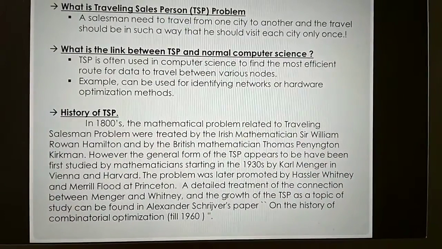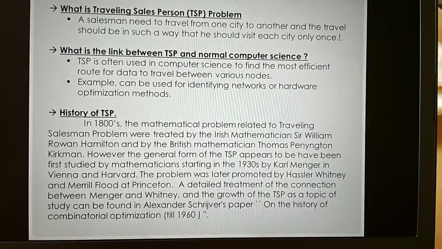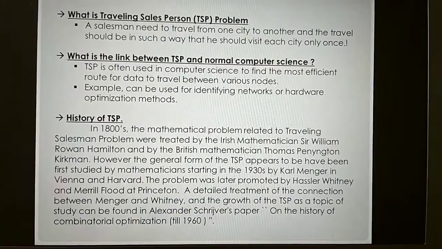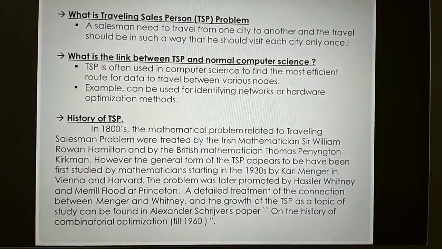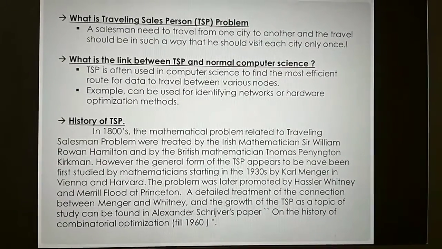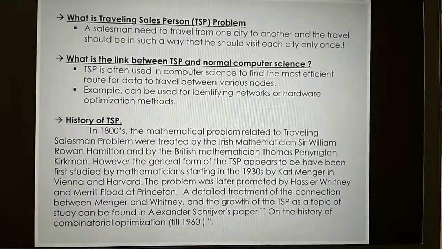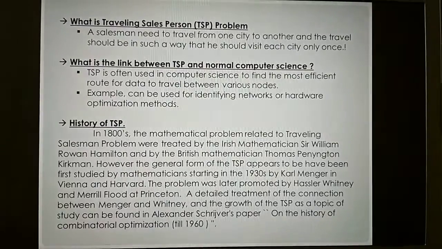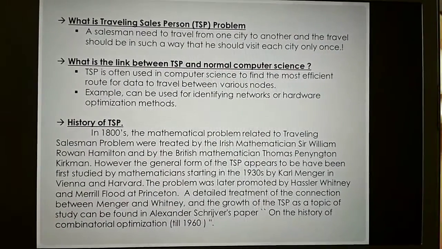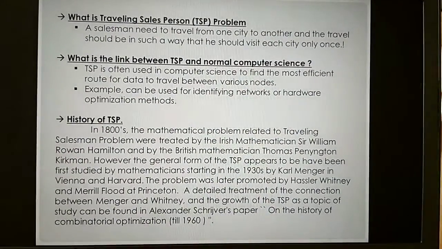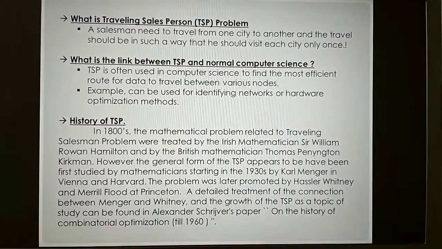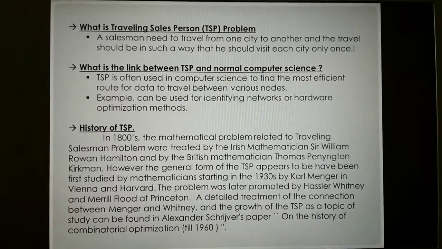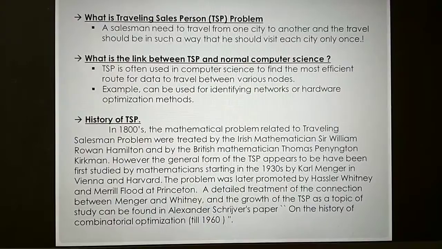In this section, the history of TSP, I have given the history of when the traveling salesman problem was identified, by whom, and whether there are any paper publications related to it. If you are interested, you can make a note of this history. I usually give the history for knowledge's sake: in the 1800s, a mathematical problem related to the traveling salesman problem was treated by the Irish mathematician Sir William Rowan Hamilton and the British mathematician Thomas Pennington Kirkman. If you are more interested, you can study this on many sites. I will give the site details in the description section, so do visit them if you are interested.